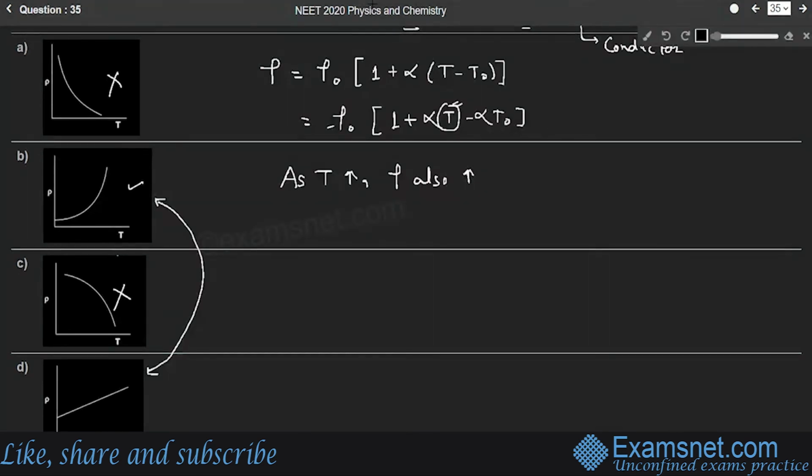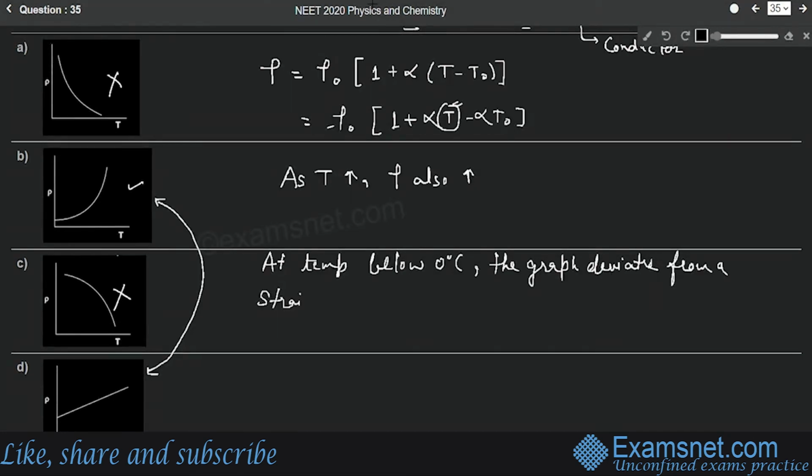So to determine which one of them is correct, we should know that at lower temperature, that means at temperature below 0 degrees Celsius, the graph deviates from a straight line. That means the graph is not going to be a straight line. So option D will also be incorrect. Only option B will be the correct answer.